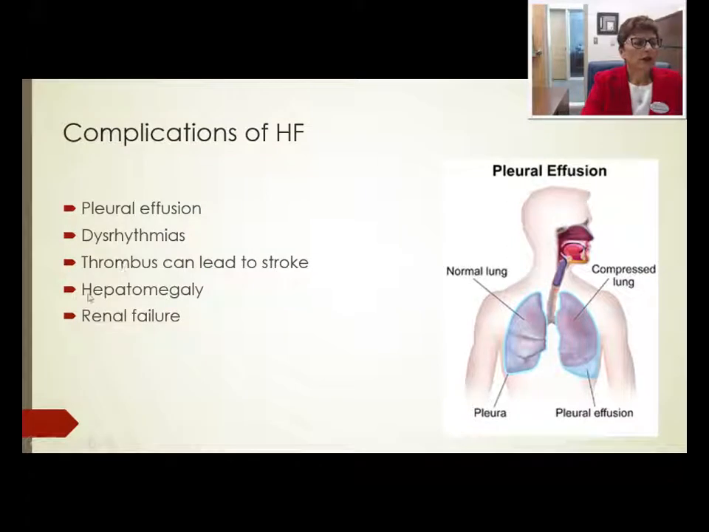It can cause an enlarged spleen and enlarged kidney. No, that's the spleen, and it can be the liver as well, and it can cause kidney failure.